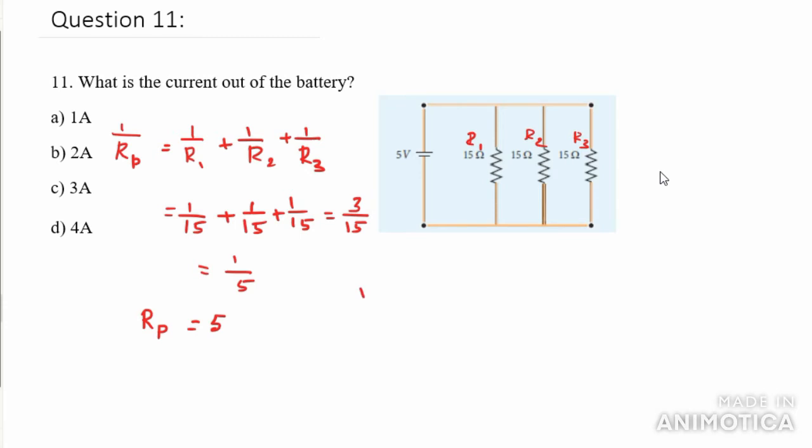You all know V is equal to IR. You have to find the current out of the battery, so this equivalent resistance you have to use. So current is equal to V by resistance. So 5 by 5, that is equal to 1 amp. So the correct option is A.